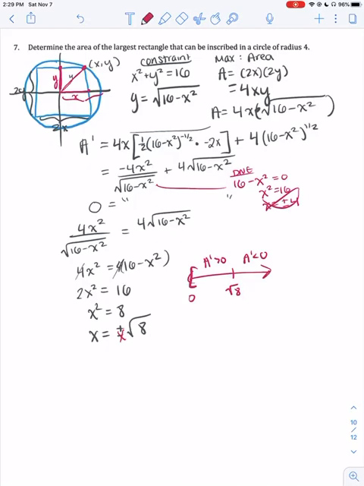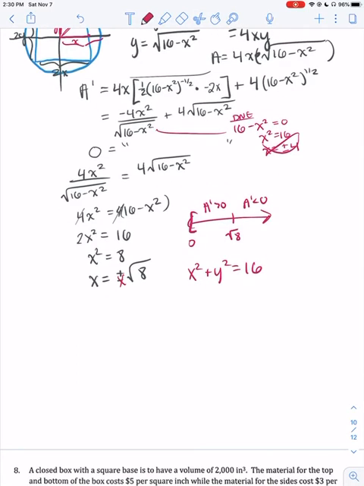Okay, but what was the question asking? The question was asking us to determine the area. It didn't say determine the dimensions, but we need to know the dimensions to find the area. So first, go to the constraint to find the y. So we have x squared plus y squared is 16. The x is square root 8. Square root 8 squared is 8. Subtract 8 from both sides, we get y squared equals 8. So y is also going to be the square root of 8.